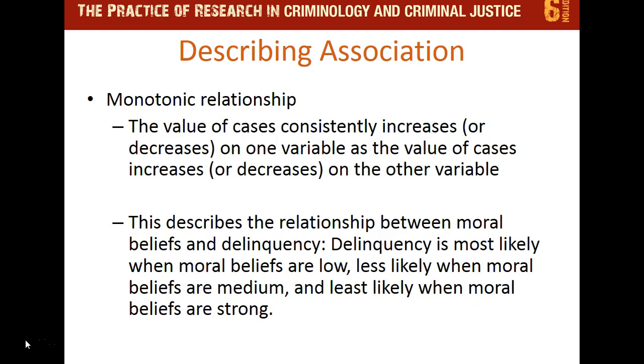The monotonic relationship, again, just be able to recognize what this means. The value of a case consistently increases or decreases on one variable as the value of cases increases or decreases on the other. So they're both going in the same direction. This describes a relationship between moral beliefs and delinquency. Delinquency is more likely when moral beliefs are low, less likely when moral beliefs are medium, and least likely when moral beliefs are strong. You see how the pattern is changing.